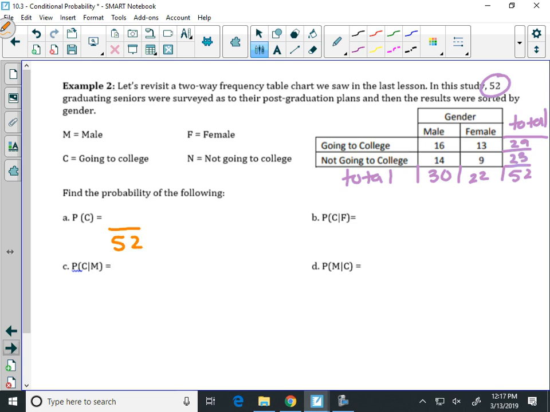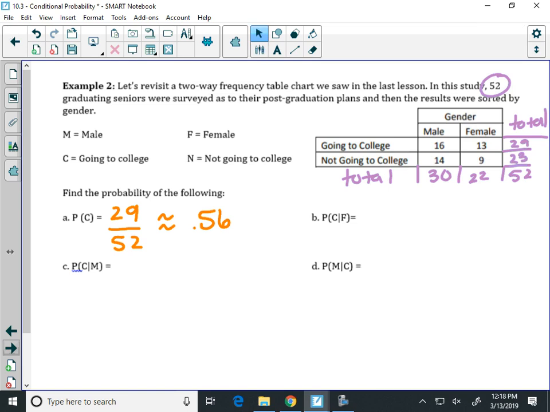Of those 52, how many went to college? 29. And as a decimal, what is 29 over 52? 29 divided by 52 is 0.56. So about 56% of the entire population is going to college. Of the 52 that were surveyed, about 56% are going to college.